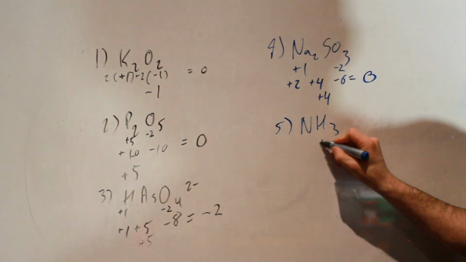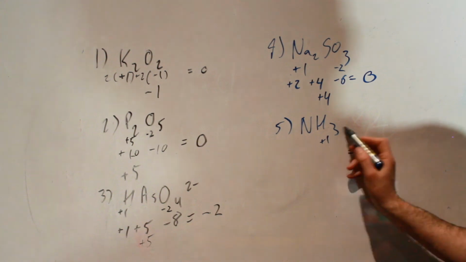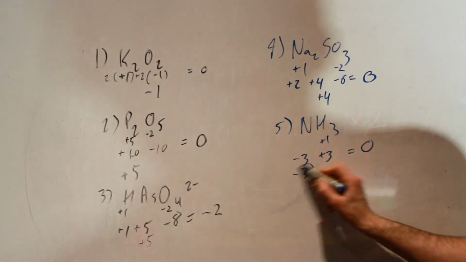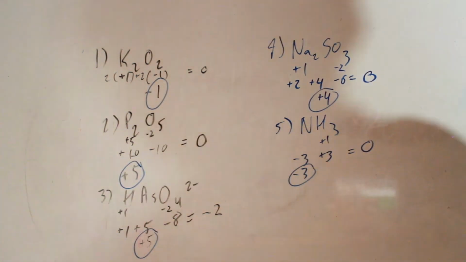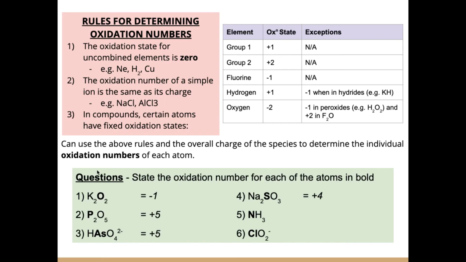NH3, 2 more to finish off. NH3. My hydrogen is +1. We've got a neutral charge, so we've got to have it equal 0. We've got 3 lots of +1. It's going to be +3. So my nitrogen has to be -3. I'll circle the ones that are the answers. -3 for nitrogen in order for that to equal 0, because it's a neutral compound.